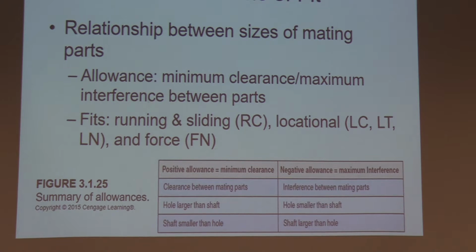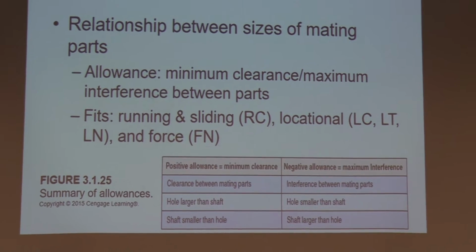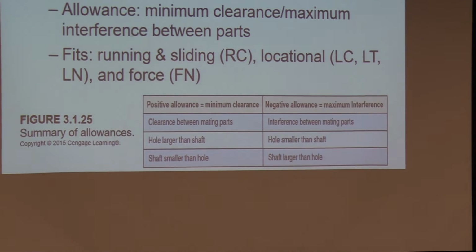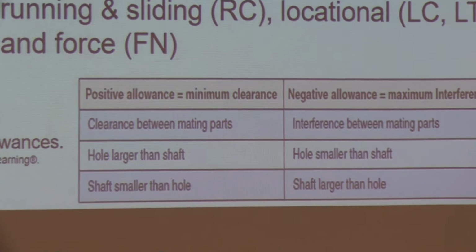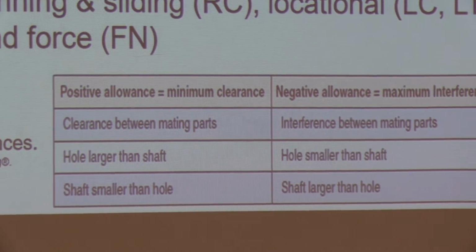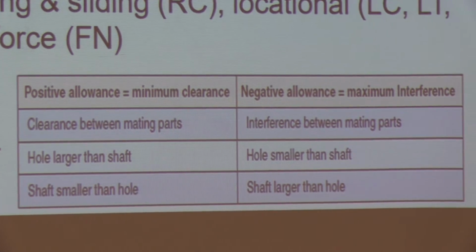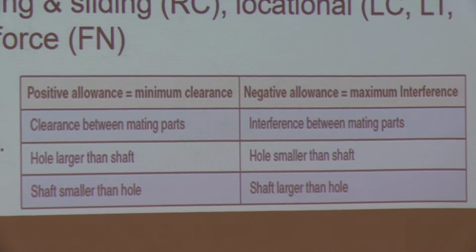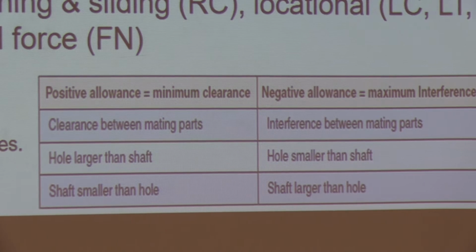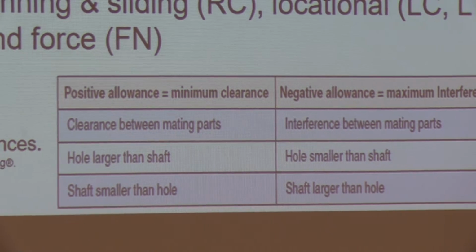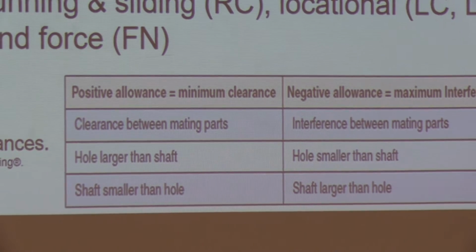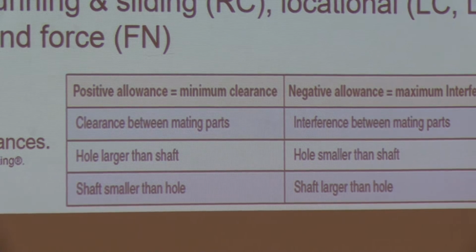We're going to go through these as well. Interference between mating parts: the hole is smaller than the shaft, or the hole is larger than the shaft, shaft smaller than the hole, and so forth. Okay.